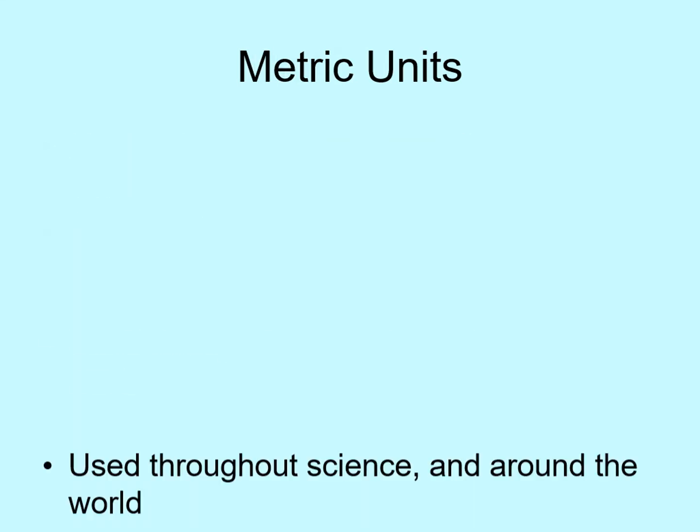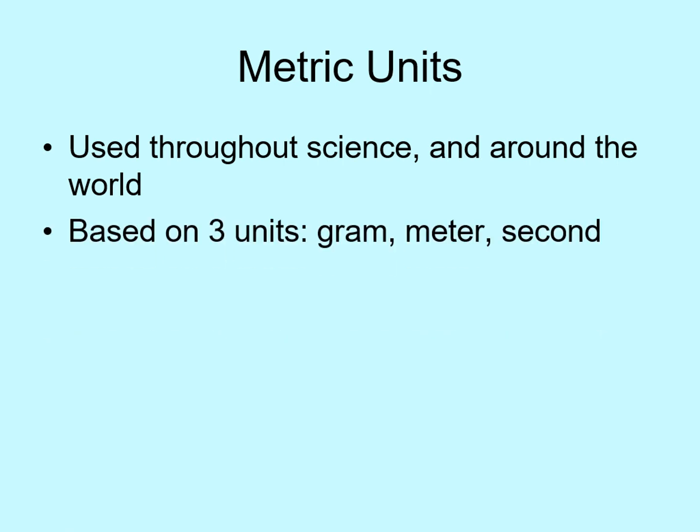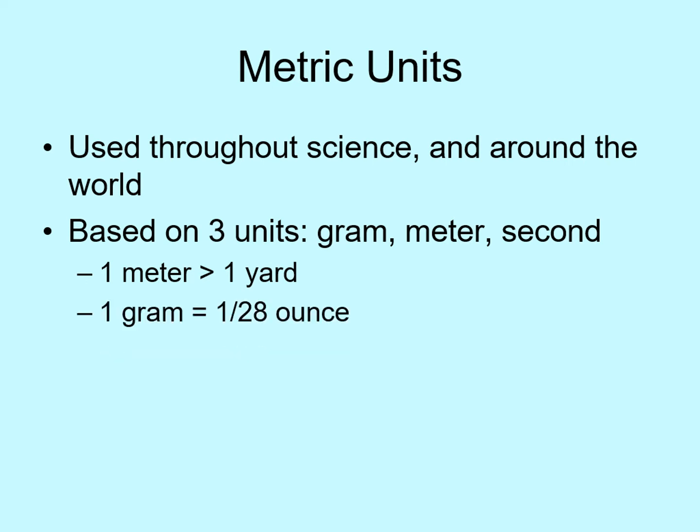In science, and in everyday life outside of the US, the main units we use are from the metric system. The metric system is based on three simple units: grams, meters, and seconds. Notice that these are mass, distance, and time units, respectively. A meter is just a little bit more than a yard. A gram is 1/28 of an ounce, really small. And we all know what a second is.